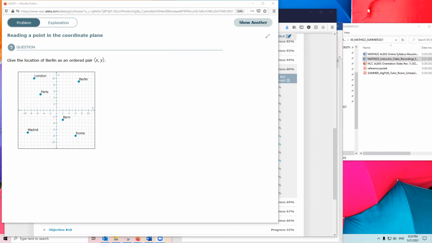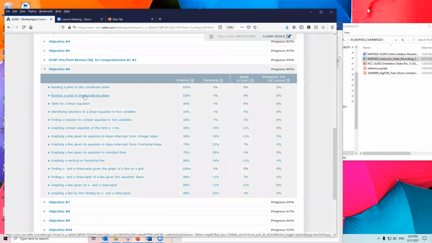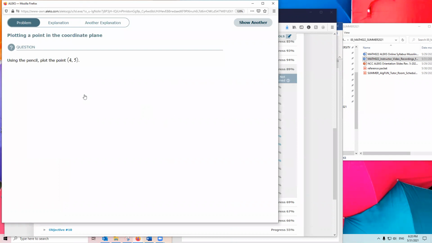There's another topic that asks you to plot a point yourself. So let's take a look at this one. This is plot the point 4, 5. Now in Alex, Alex is going to give you this coordinate map, where X is the horizontal axis and Y is the vertical. Remember, the first number is always the horizontal distance to go, and the second number is always the vertical distance.